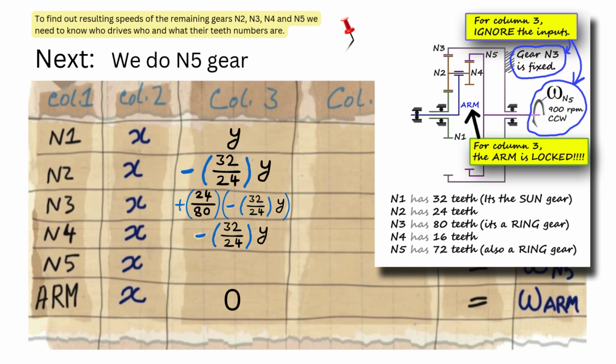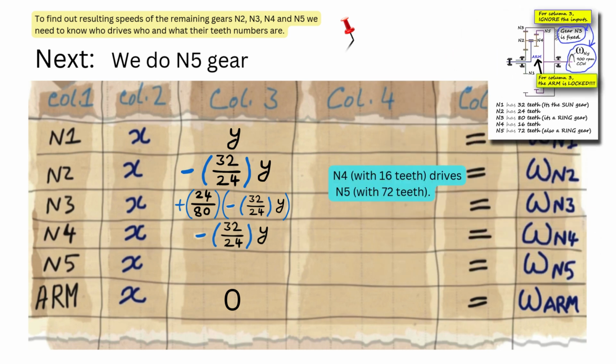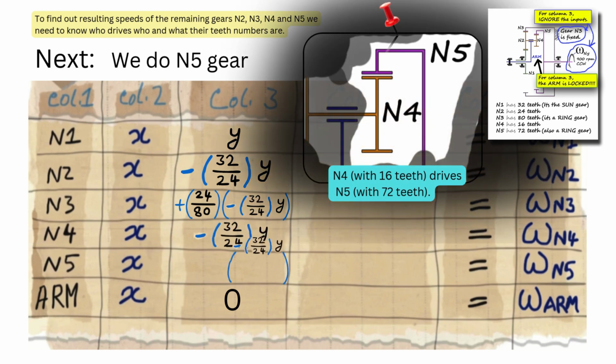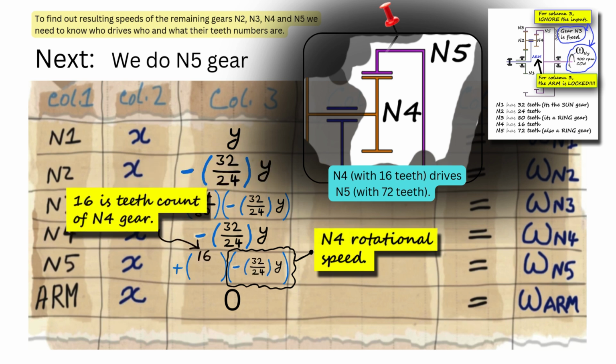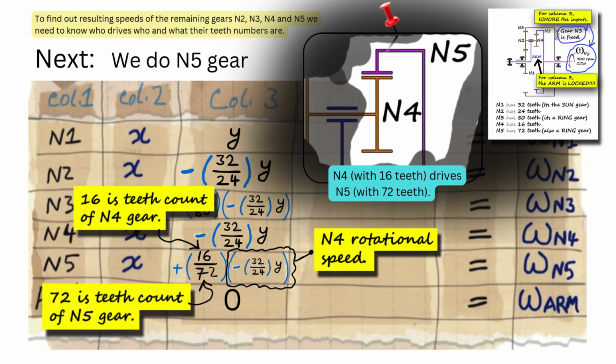Next, we do N5, which is again an annular gear, and it meshes with N4. So we take the speed of N4 and we multiply it with a fraction. The numerator will be the number of teeth on N4 gear, and the denominator will be the number of teeth on the N5 gear. And that's it. We are done. We have completely populated column number 3.